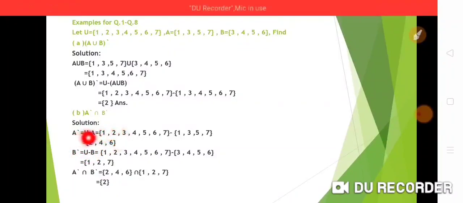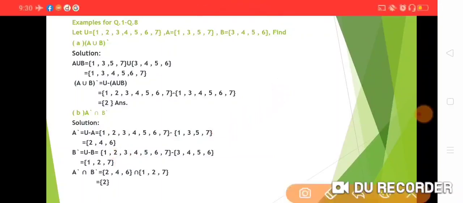First A complement. For A complement we do U minus A, the universal set minus the A set, and here is the answer: 2 4 6. The next is B complement. We take the difference of the universal set and the B set, and the answer will be 1 2 and 7. And then at the last we take A complement intersection B complement.